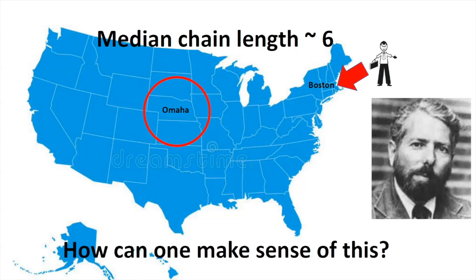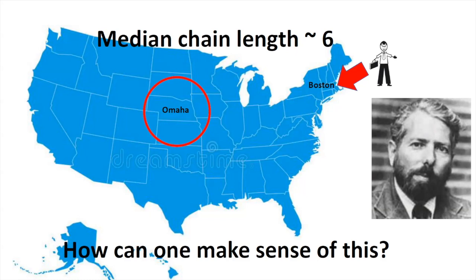The question is, how does one make sense of this? The United States at the time probably had a population of roughly 200, maybe 230 million. It's a lot of people. You would think on average, any two random people would be separated by far more than 6 degrees of separation. So how can one make sense of this?